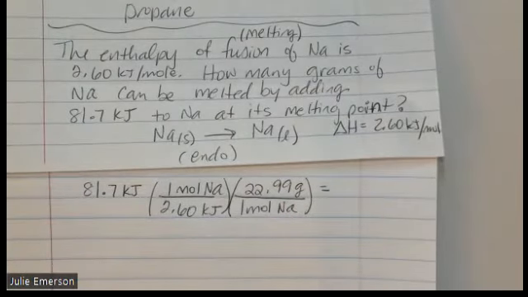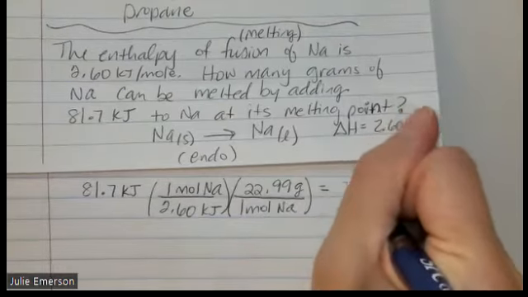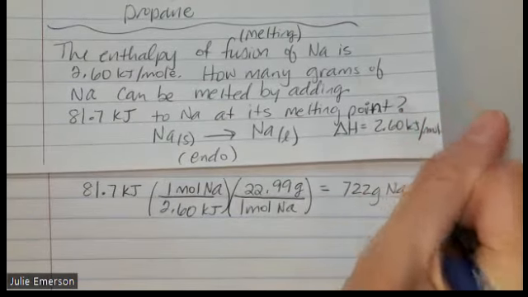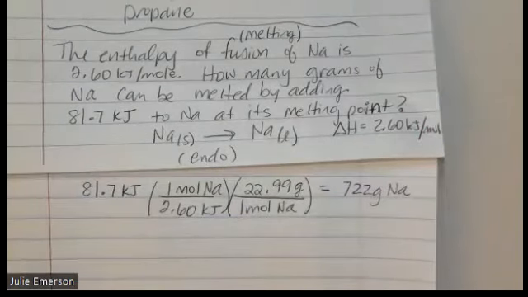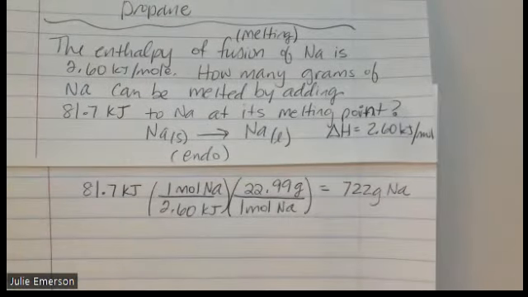So hopefully that looks familiar, where we just use that delta H as a conversion step. We know that if it's 1 mole, it's 2.6 kilojoules. Since I have 81.7 kilojoules, I can melt a total of about 31 moles of sodium. Then if I multiply that by the molar mass, I get my total grams. And to 3 significant figures, it would be 722 grams of sodium that I could melt with that 81.7 kilojoules of energy. All right, so hopefully that looks familiar from thermo. I know thermo's been a little time ago.